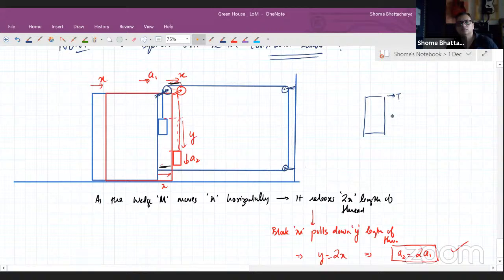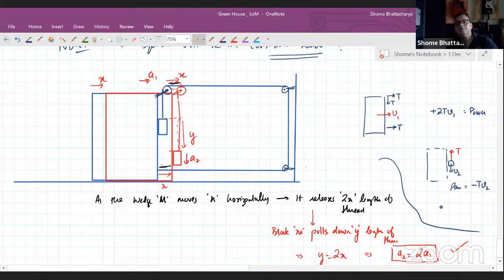Understand also that there are two horizontal tensions acting on this. So this is moving with V1. You can also understand by the virtual power method. So plus 2T V1 is the power here. Okay. Whereas for the block, there is tension T acting upwards and it has a downward velocity component of V2. So the power on the block is minus T V2. So net power must be 0. So 2T V1 minus T V2 must be 0. So V2 is equal to twice of V1. So from this also you get this by differentiating. So you can apply the virtual power method also.